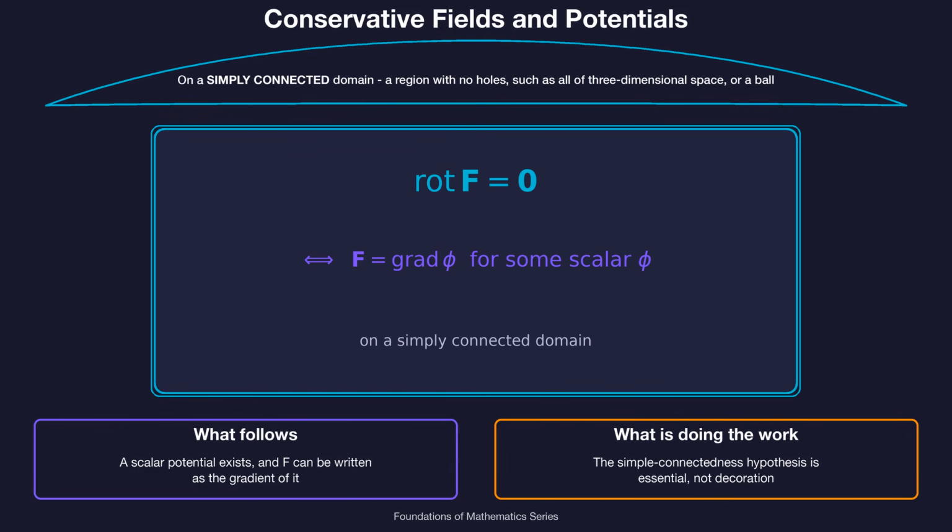In that case, F can be expressed as the gradient of the potential. This is a genuinely useful reduction. Instead of tracking 3 component functions, you track one scalar. Gravitational and electrostatic fields are the standard physical examples, but read the statement again and notice how much work the phrase "simply connected" is doing. The source is explicit that this hypothesis is essential, and the next slide shows exactly what goes wrong without it.